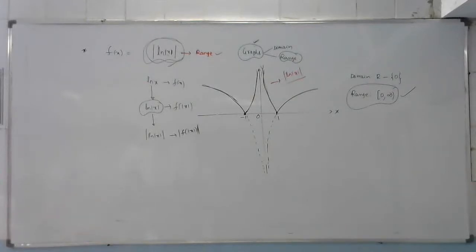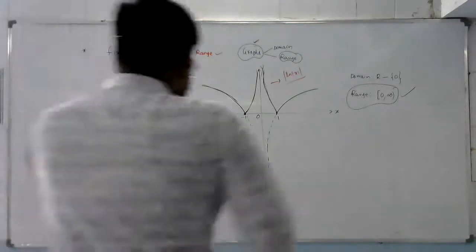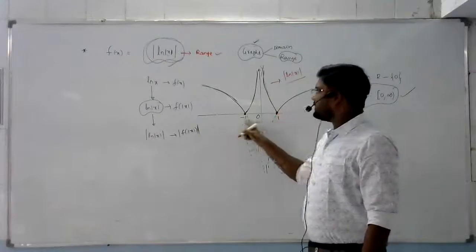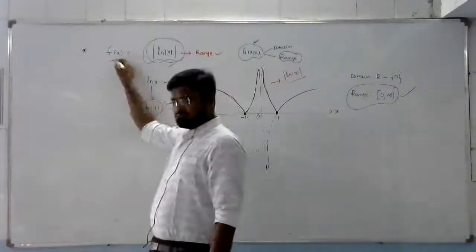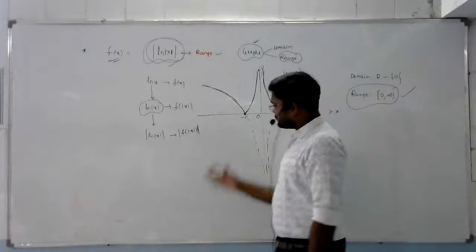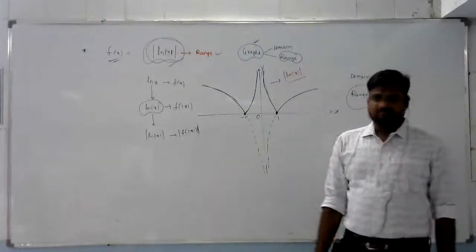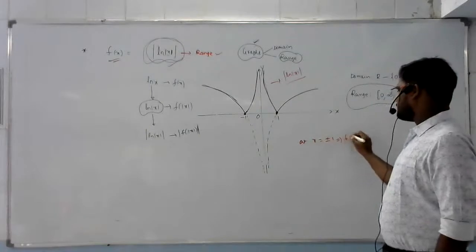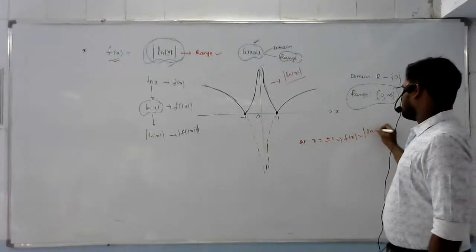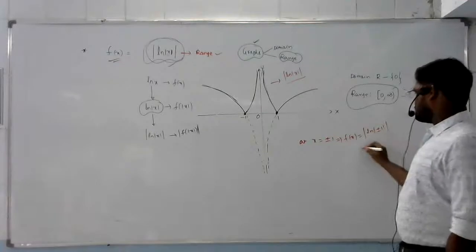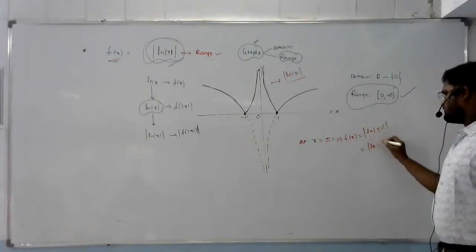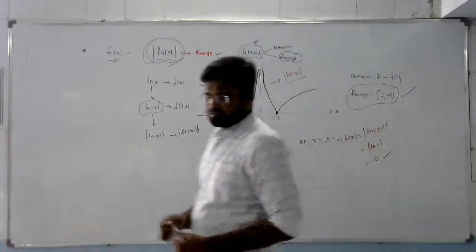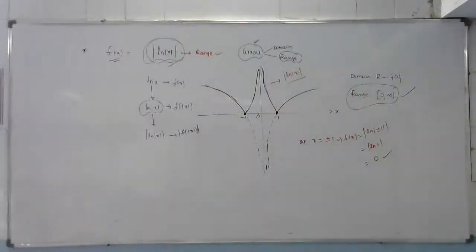Right, look at the graph. 0 is included, right? At 1 and minus 1, what is the value of x? 0. So 0 is also included in the range. At x equal to plus or minus 1, what is the f of x value? Modulus ln modulus of plus or minus 1, modulus ln 1. What is modulus of ln 1? 0. ln 1 is 0, right? So that will be the minimum value.